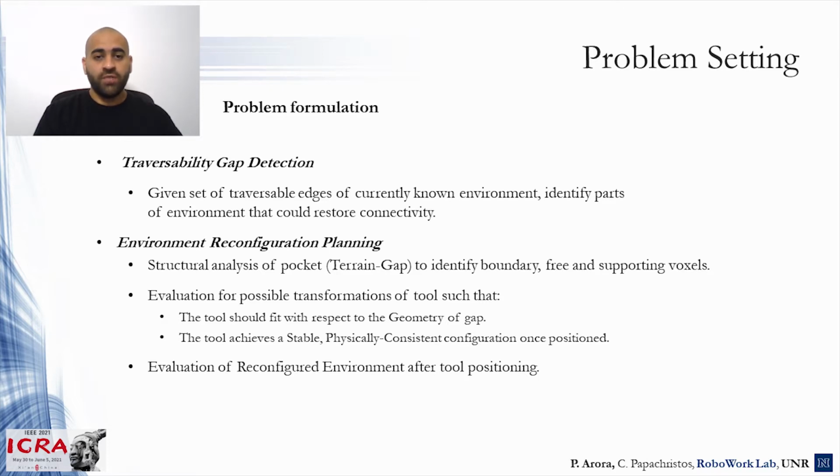And environment reconfiguration planning. This refers to the ability to first analyze the identified pocket to determine its physical structure as occupied, free, and boundary terrain layer voxels. Second, plan to position a known tool-like object in a valid, physically consistent, and stable configuration that respects the geometry of the gap. And finally, evaluate whether the planned configuration results in a reconfigured state of the environment that extends traversability to an originally unreachable region.